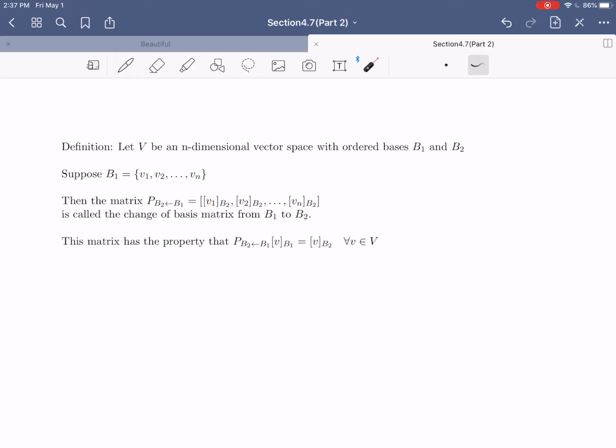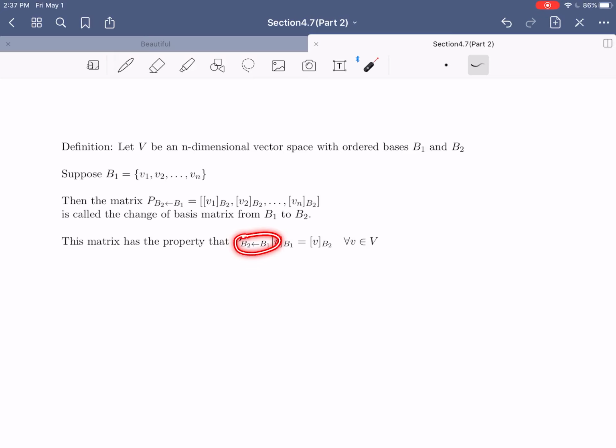Remember, anytime you're talking about the component representation of a vector relative to a basis, we think about it as a column vector. So this matrix is made up of these column vectors, where we take each of the vectors from basis 1 and represent it in terms of B2. So this change of basis matrix is all of the component representations of the vectors in B1 relative to B2. Then this matrix will have the property that if you do matrix multiplication of this matrix times a vector that is in component form relative to B1, the result will be that same vector's representation relative to B2.